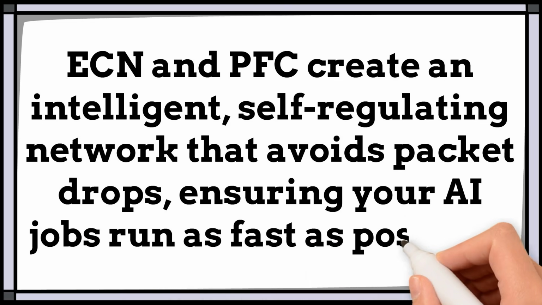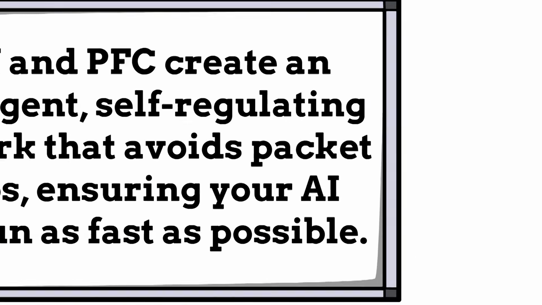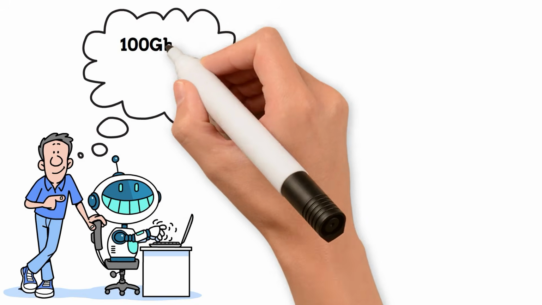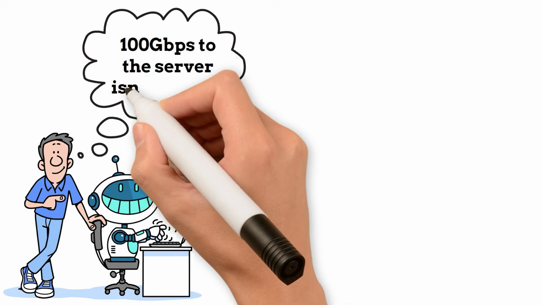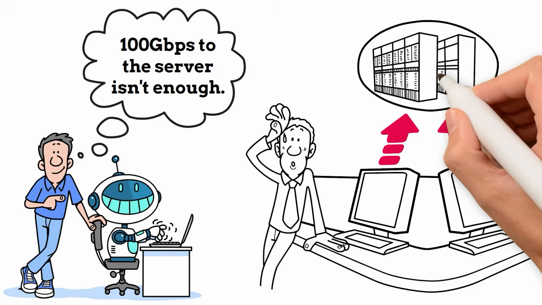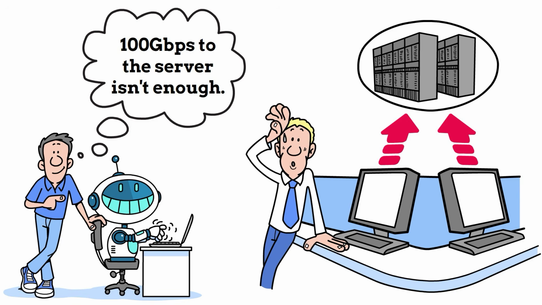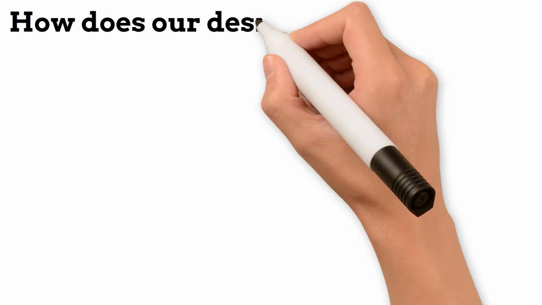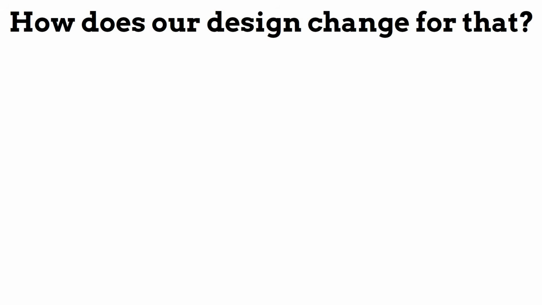Now, for some of the most demanding AI workloads, even 100 Gbps to the server isn't enough. For these, you might build a completely separate dedicated back-end network just for GPU to GPU communication, running entirely at 400 Gbps. How does our design change for that? Well, it scales up significantly.